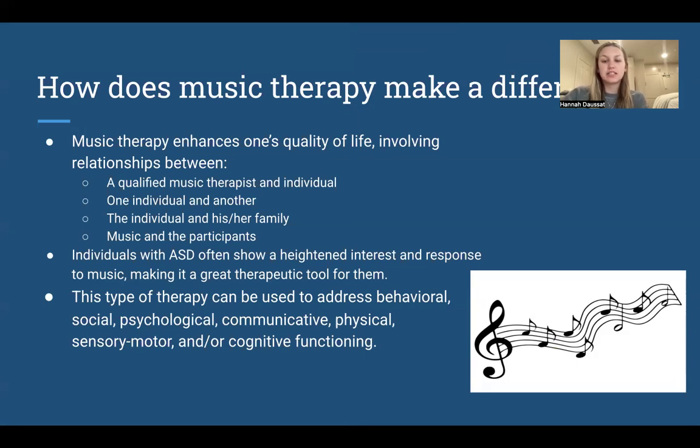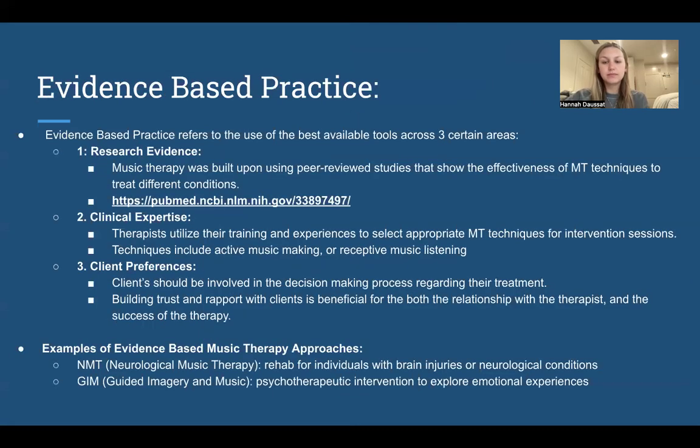The structure and sensory input inherent in music help to establish response and role expectations, positive interactions, and organization. Evidence-based practice. Evidence-based practice in music therapy involves integrating the best available tools from 3 key areas: research evidence, clinical expertise, and client preferences. Music therapy is built upon using peer-reviewed studies that demonstrate the effectiveness of various techniques in treating different conditions. An example is linked here in the study from PubMed.